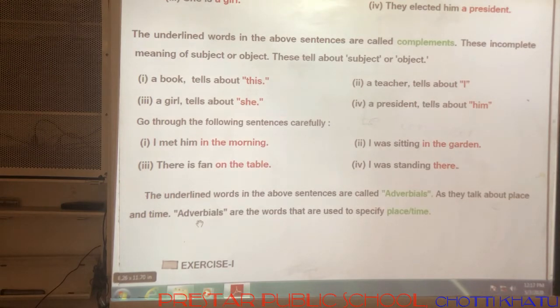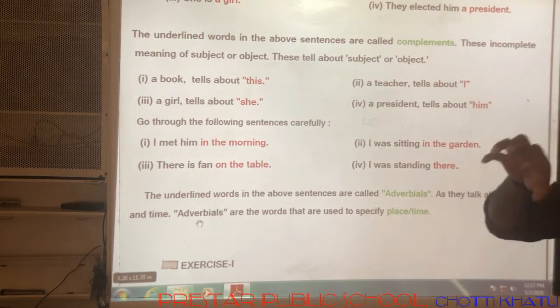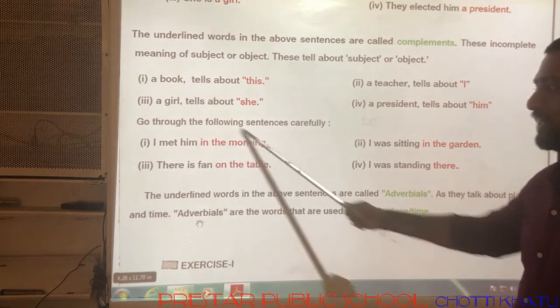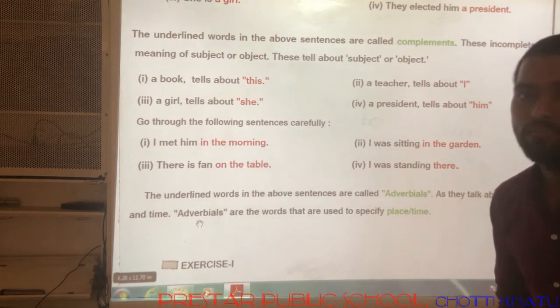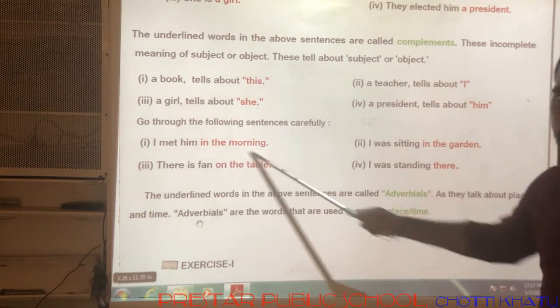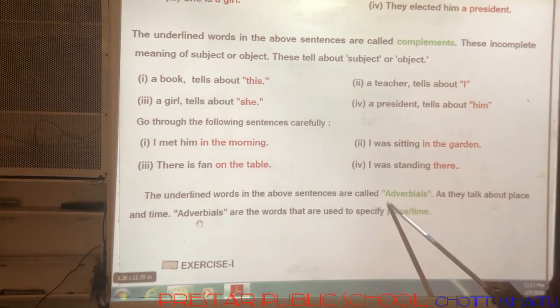Adverbials are words used to tell about a place or time in a sentence. See, I met him in the morning. In the morning means a time, right? Morning means it is a time. So it tells about the time. That is why this is called adverbial.